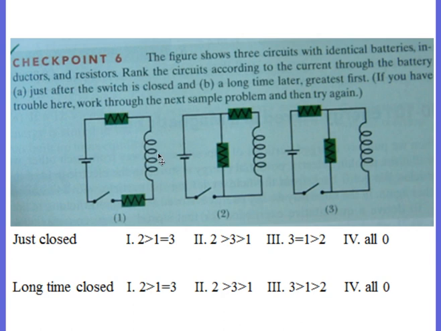And then after a long time, there won't be any change in the current, and the inductor will be invisible. It won't have any voltage drop across it at all. So, and you could Kirchhoff around, and the voltage drop would have to happen here and here. So with that kind of reasoning, you can do these three circuits and come up with a ranking when it's just closed and after it's been closed for a long time.